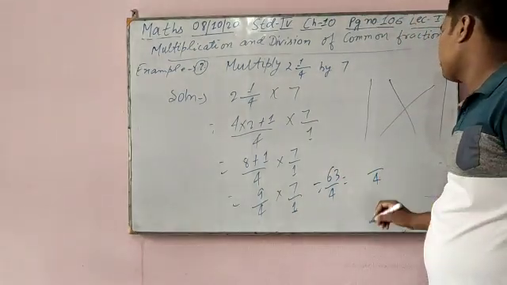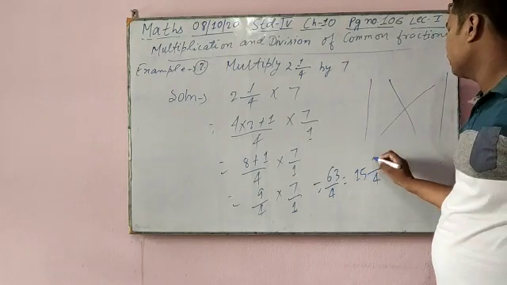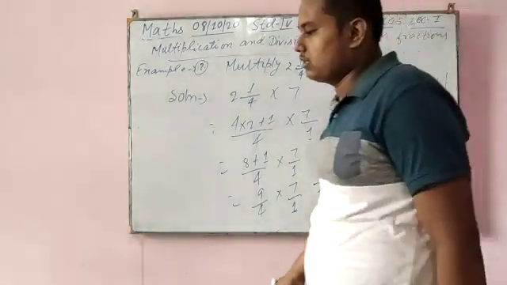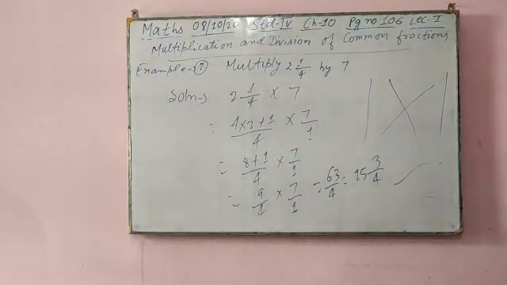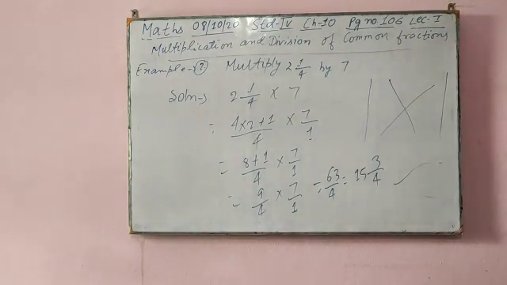So 4 times 1, 4 times 3, 12. Fraction. Okay. So with the help of these two examples, you can easily solve exercise 43. Now we will go for example number 3.